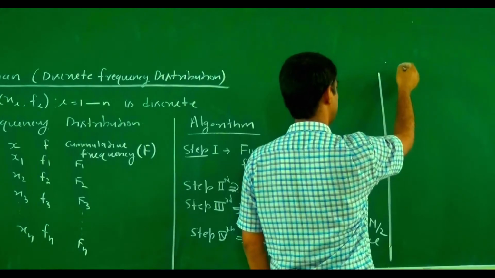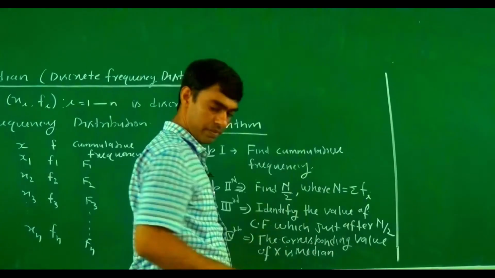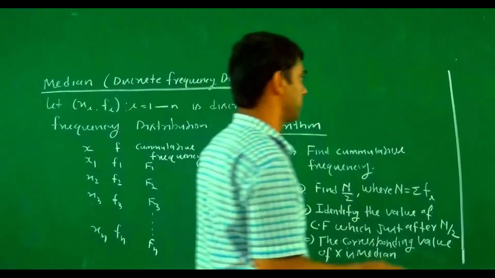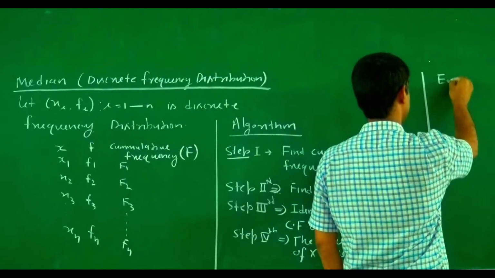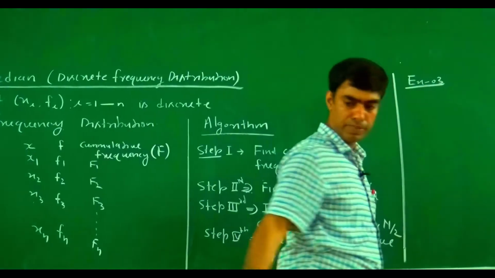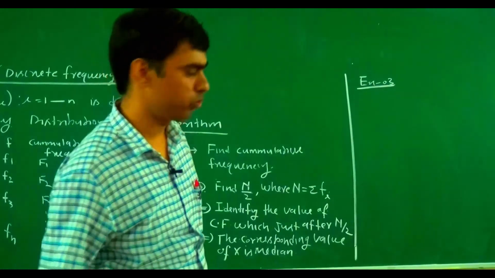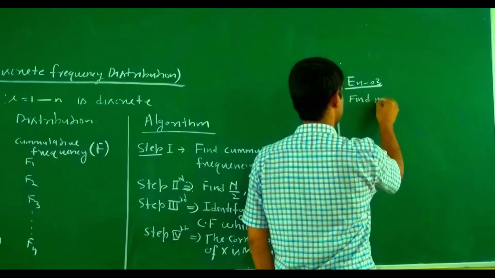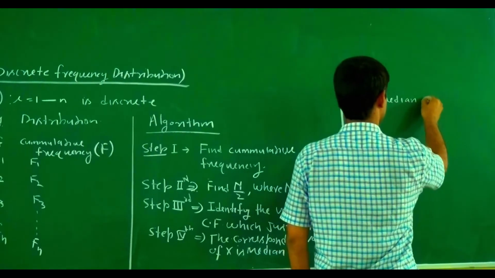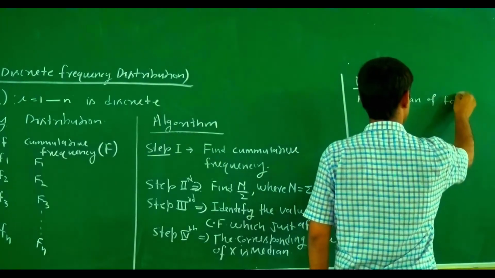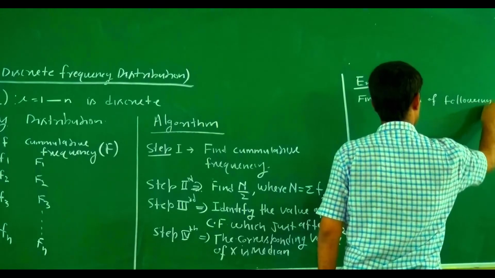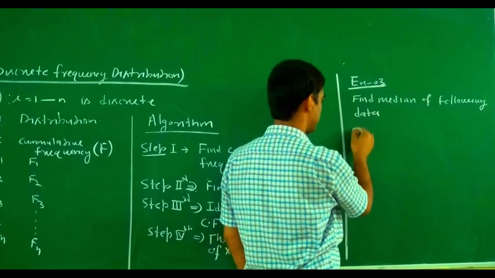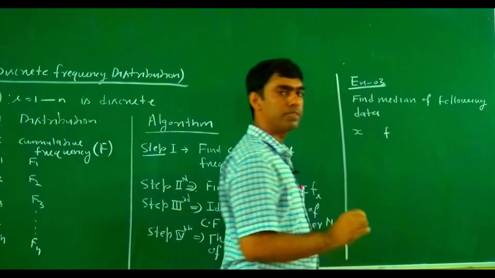So here we take one example of how we find the value of the median. Example 3: find the median of the following frequency distribution. Find the median of the following data. So what is the data? Data x and f are given.